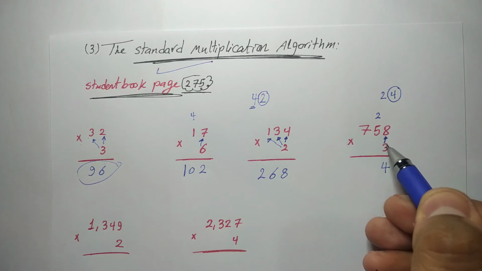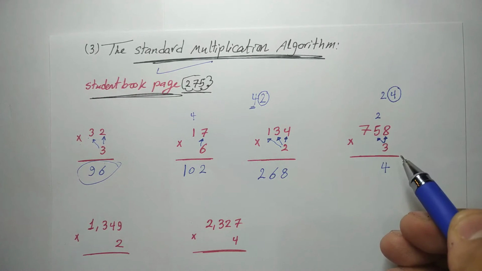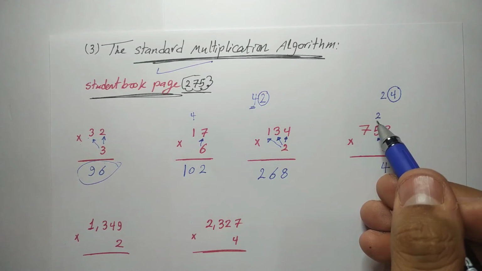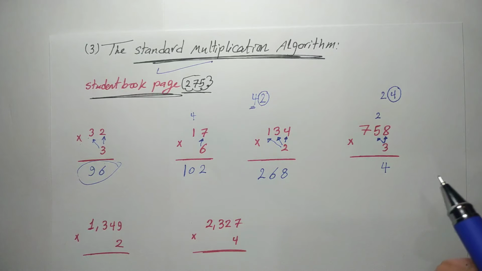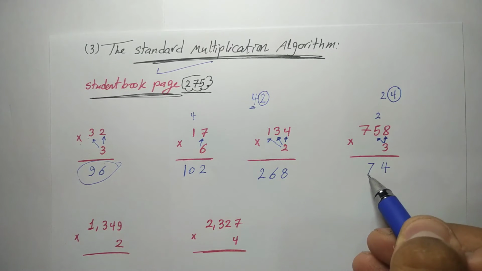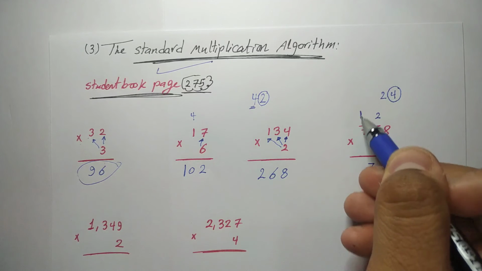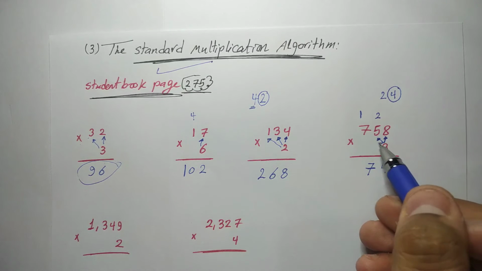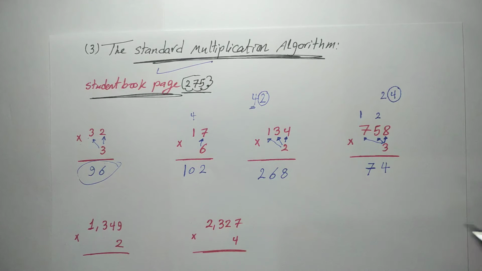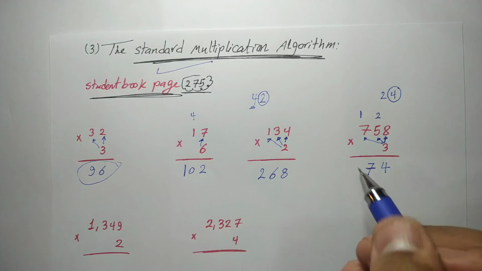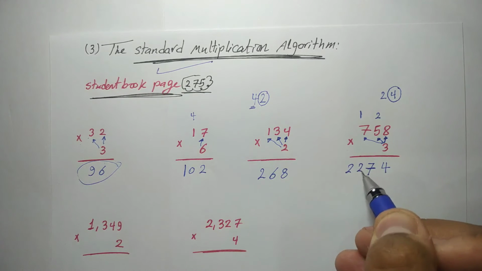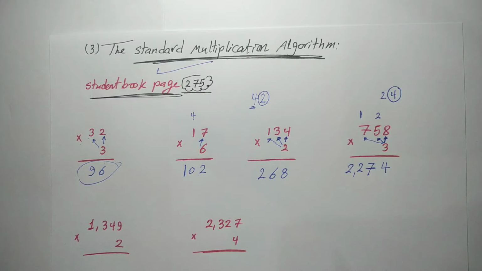3 times 5, it will be 15. 15 plus 2, 16? No, it's 17. Again, I will write the ones, 7, and carry up 1. 3 times 7, it will be 21. 21 plus 1, it will be 22. And don't forget the comma.